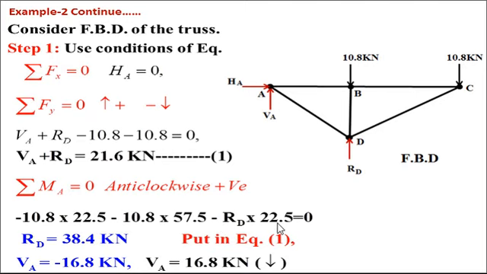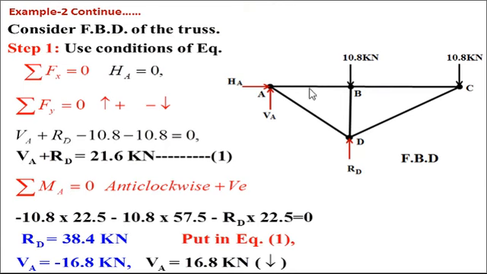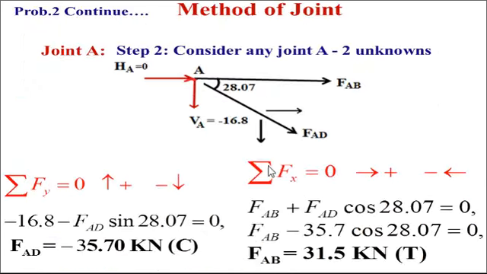Plus RD into 22.5 equal to 0. So we will get RD, VA and this HA. Okay, after getting the external reactions, now consider joint A. At joint A, there are two members attached, this FAB and FAD. So considering joint A, find out the forces in these two members by taking ΣFy = 0, ΣFx = 0.